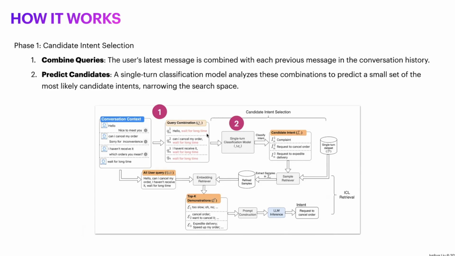Let's say for this one, it sounds like a complaint, so we will retrieve the complaint intent. And for this one, "can I cancel my order?", the intent could be request to cancel order, and so on. We will have multiple intents, and all of this will be put into a sample retriever. This is the next phase: we combine the query and then we predict candidates. So that's phase one.